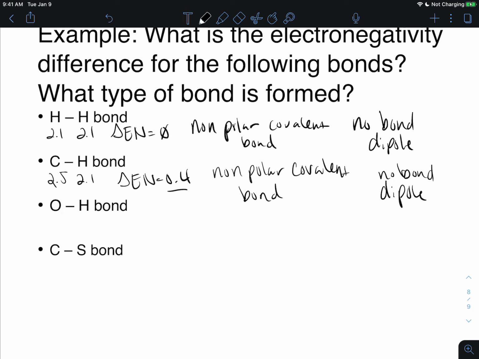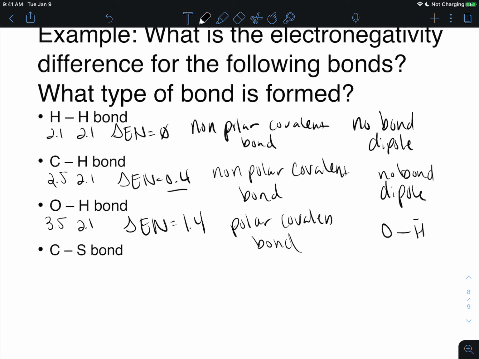An oxygen-hydrogen bond. Oxygen is 3.5. Hydrogen is 2.1. Our difference here is going to be 1.4. That is definitely a polar bond, so say polar covalent bond. And we would draw this bond dipole towards the more electronegative atom, plus above the more electropositive atom, like so.